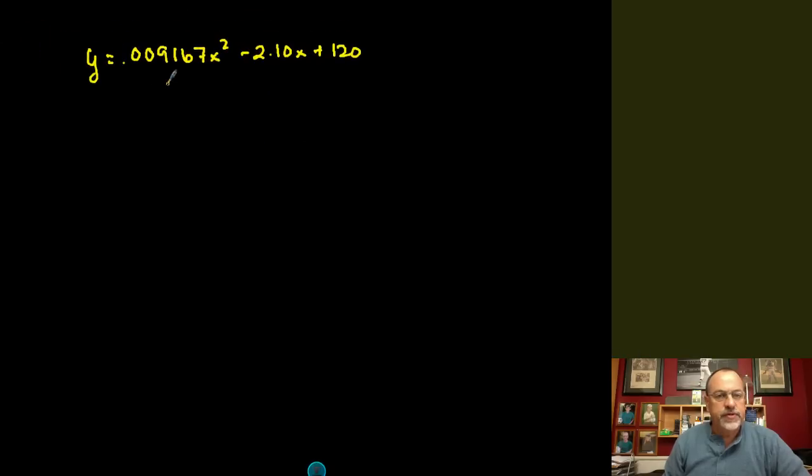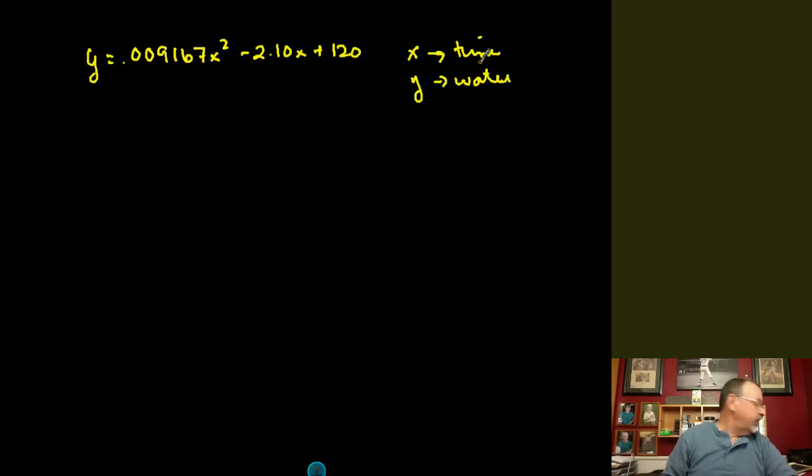y equals 0.009167x squared, that's the a that I got from my regression calculation, minus 2.10x, that's the b from the calculation, plus 120, that's the c. So this is the quadratic regression, or the equation that best fits the data. Now in this case, remember, x was equal to the time passed, and y is equal to the water level. Excuse me, I forgot what that was.